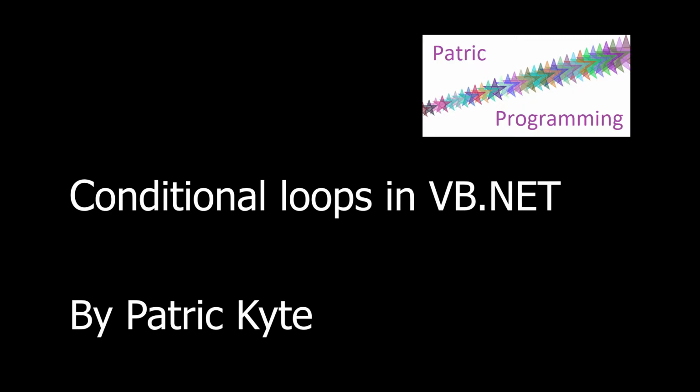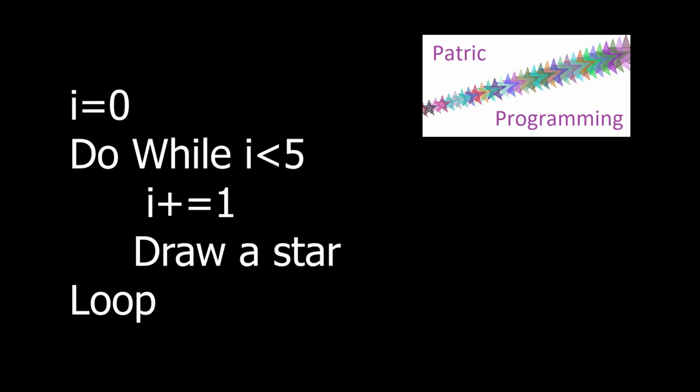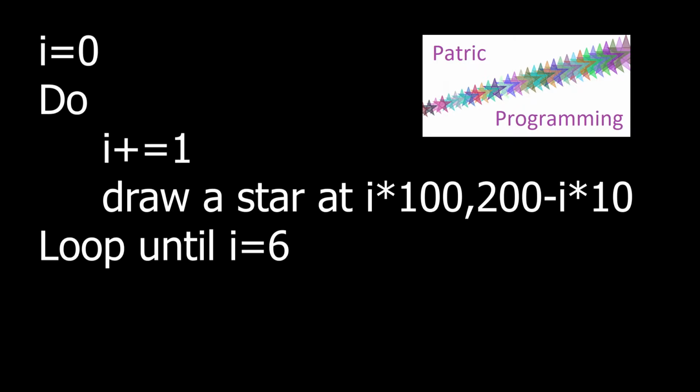In this video, I'm going to show you how to make conditional loops in VB.NET. There are two types of conditional loop: precondition or do-while loops, where the condition is at the start, or post-condition loops, which start with do and then a series of commands and loop until a certain condition is met.